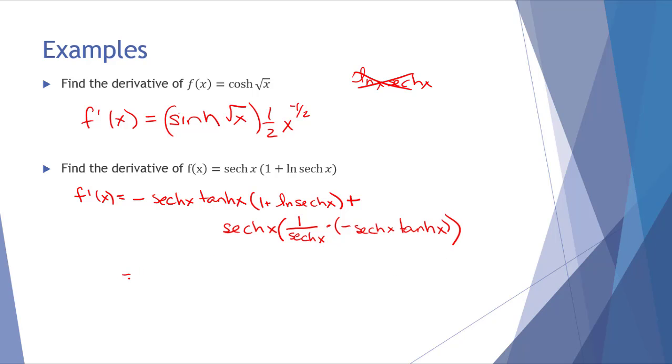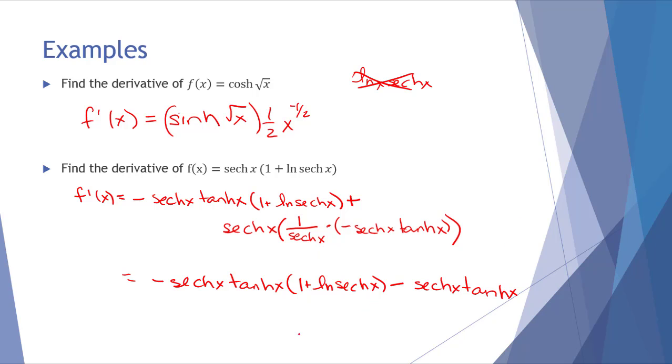Okay, I'm going to clean that up a little bit so that I have negative hyperbolic secant x, hyperbolic tangent x times 1 plus the natural log of hyperbolic secant of x. And then the negative, I'll go ahead and change this to a minus. And notice here that this hyperbolic secant x will cancel this hyperbolic secant x, or you can think of these two as canceling. It doesn't matter. Either way you go, what you're left with is hyperbolic secant x, hyperbolic tangent x.